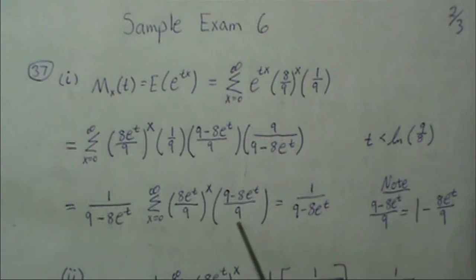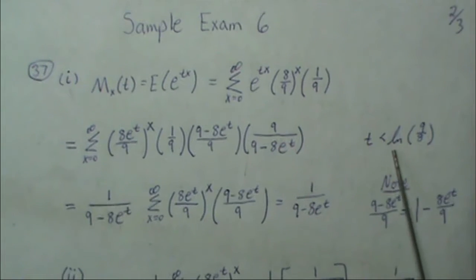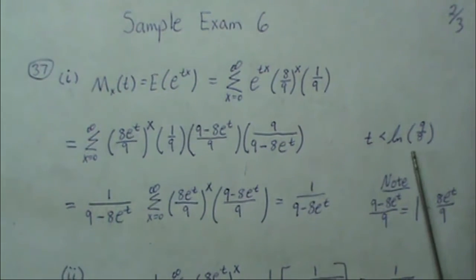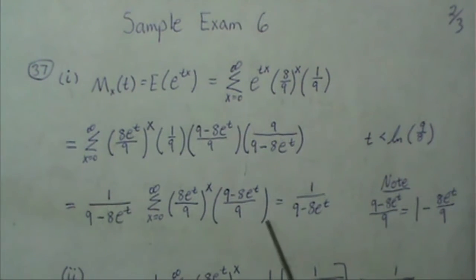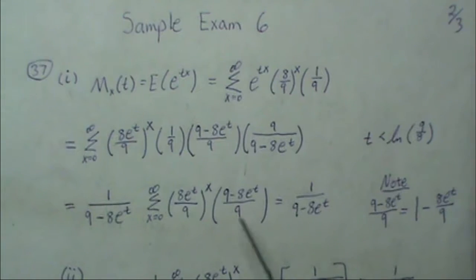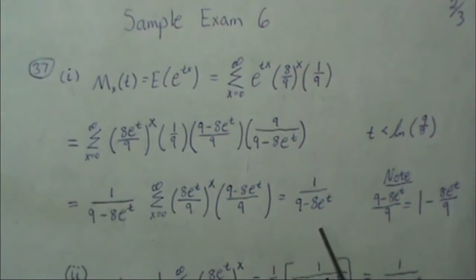So this is another density. Of course, for this to be a density, t has to be less than log of 9 over 8. But then this sums to 1, leaving just the piece out front. And so that is our moment generating function.